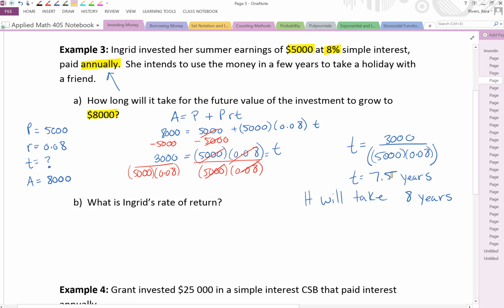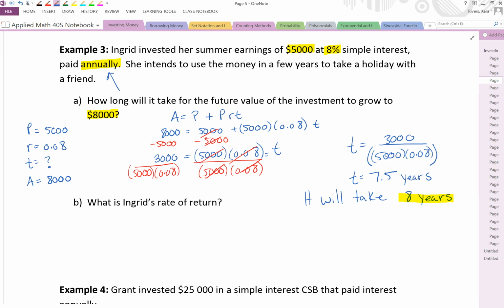So don't get confused about rounding. We're not saying that because it's a 5 it would be rounding. This would be the same if we got a t value. Let's say our t value is 7.1. We would still have to say 8 years. If it was 7.3, 8 years, because she has to wait till the end of the term, right? It's an annual term, so she has to wait till the end of that year in order to collect her interest.